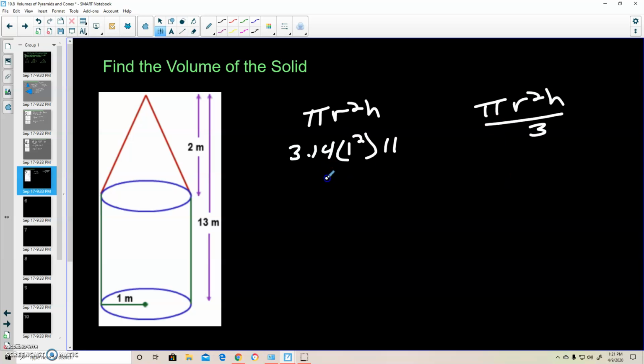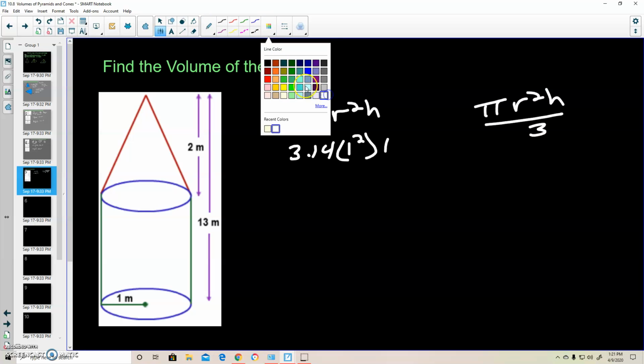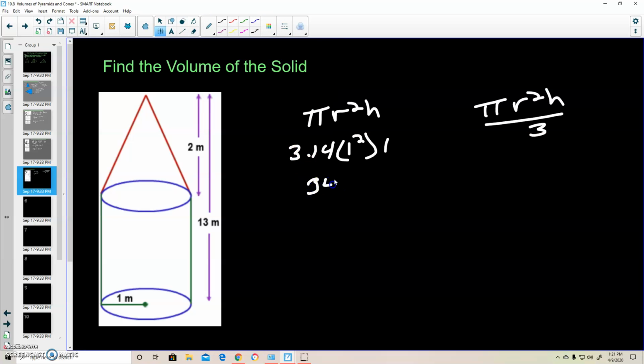I don't know what happened here. Let me go back up here and remove that ugly stuff. Okay, so I've got 34.54. Okay, and that is meters cubed.